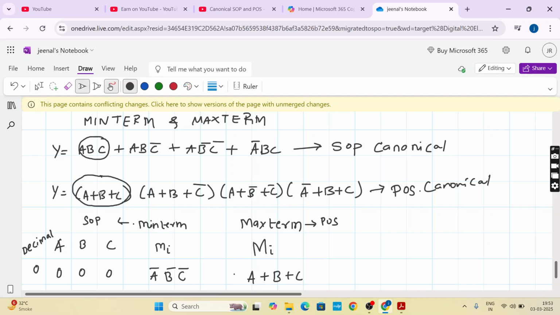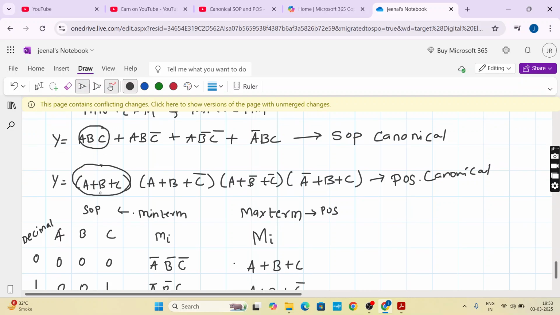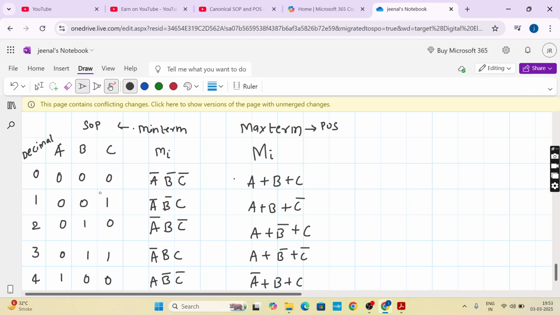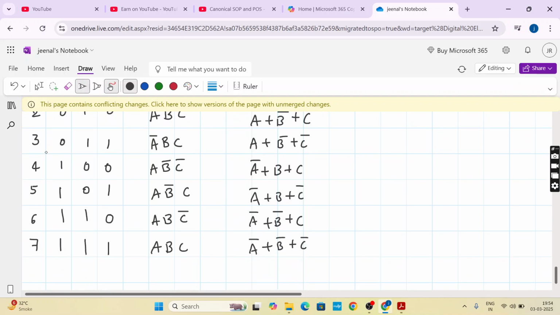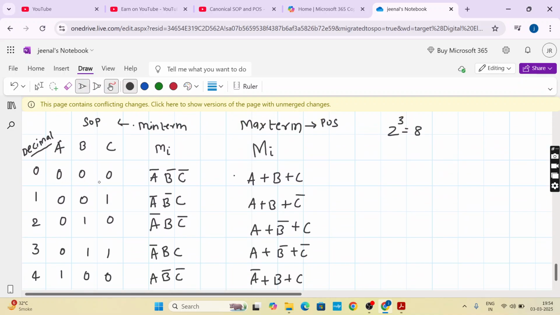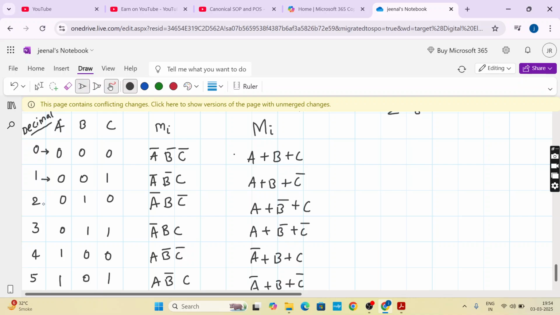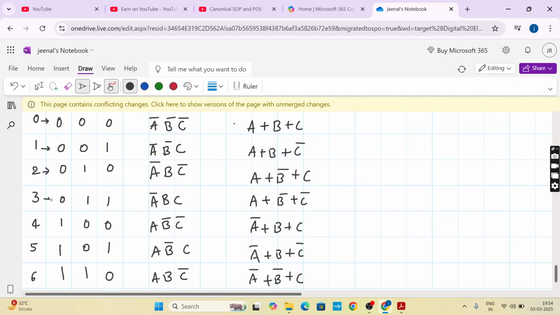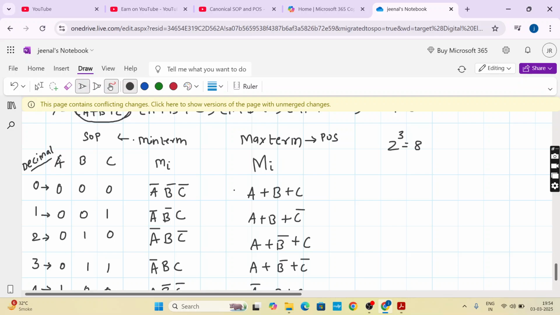So I have made a table here for a better understanding of minterms and maxterms. Since we are taking three variables as reference, how many combinations are we going to have? 2 raised to 3 is equal to 8 different minterms or 8 different maxterms are possible. The first column is written as decimal, from 0 to 7. A, B, C are its binary equivalent. So for 0, we have 0, 0, 0. For 1, we have 0, 0, 1. For 2, we have 0, 1, 0. Similarly, for all the decimal numbers, we have written the binary equivalent in three variables A, B, and C.